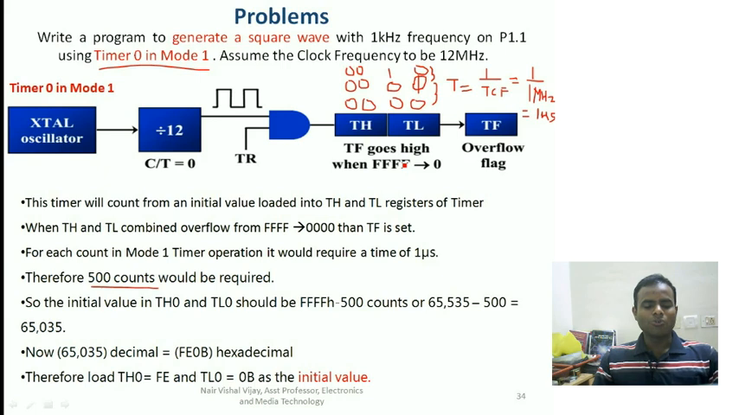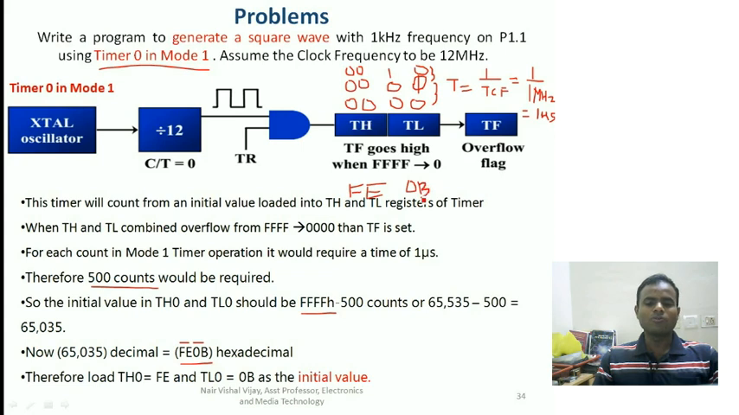So how would I count? The answer is simple, just load it with a value that will count 500 times. So FFFFH minus 500 counts, or 65,535 minus 500, gives me 65,035. 65,035 is a decimal value which is equivalent to the hexadecimal value FE0B. So FE0B is actually the initial value that I should set in TH and TL. So I will put the value FE in TH and I put the value 0B in TL, and then my count starts from FE0B up to FFFF.